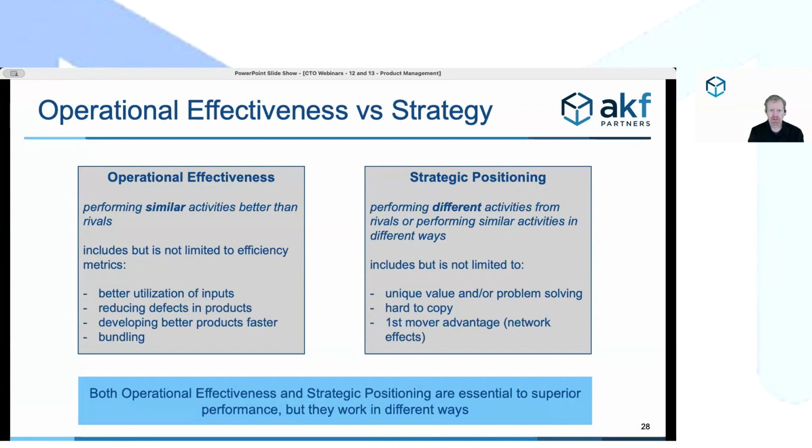All right, so 2 ways of thinking about effectiveness versus strategy, and it's similar to one we talked about, market following versus market leading. Operational effectiveness is, in your market, do you perform similar activities better and execute a little better in some aspects, versus strategic positioning, which is we do different things than our competitors. It's a unique value proposition. We're hard to copy. It's a first mover advantage that helps us.